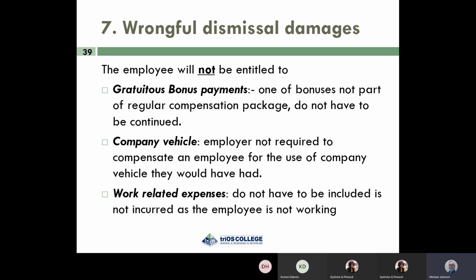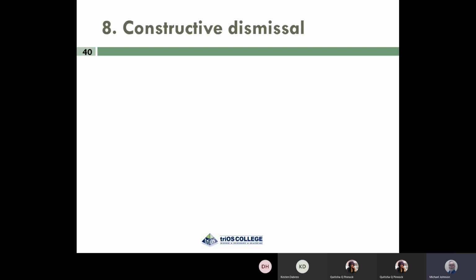And work-related expenses do not have to be included, as they are not incurred when the employee is not working. Since the employer is no longer encouraging that individual to participate within the company, that individual can no longer use those expenses that they normally would have.